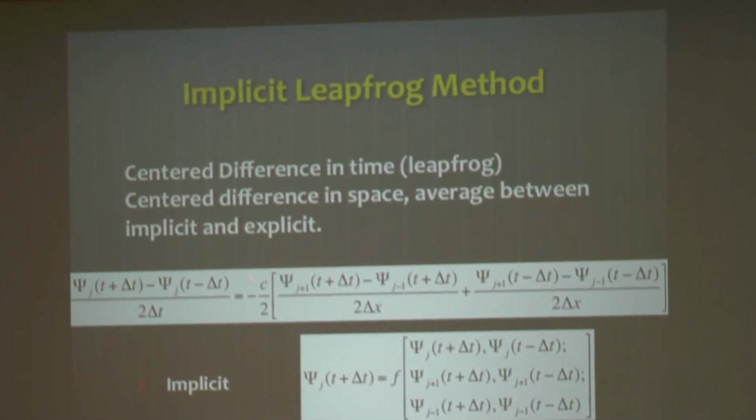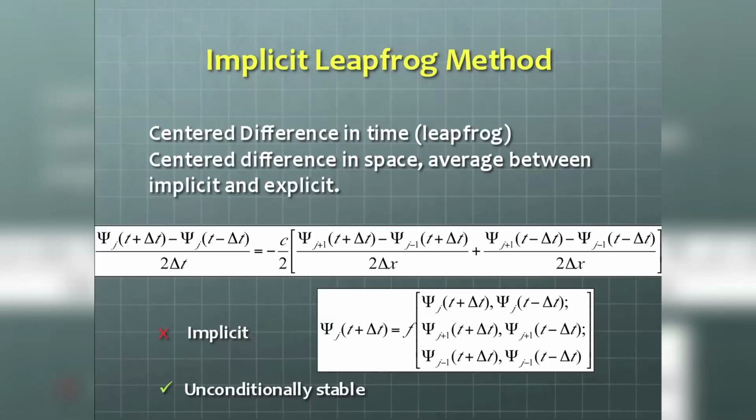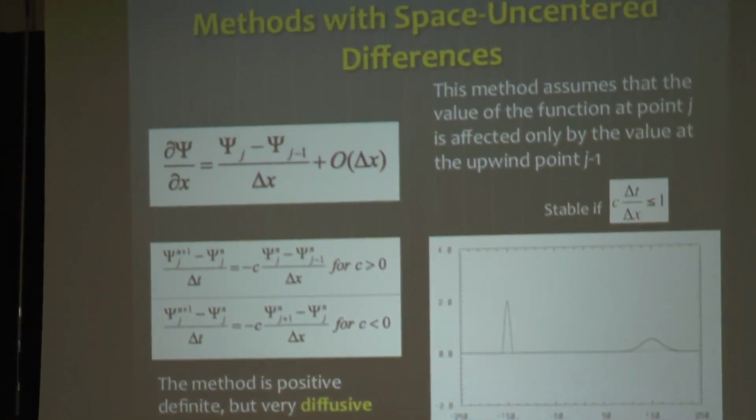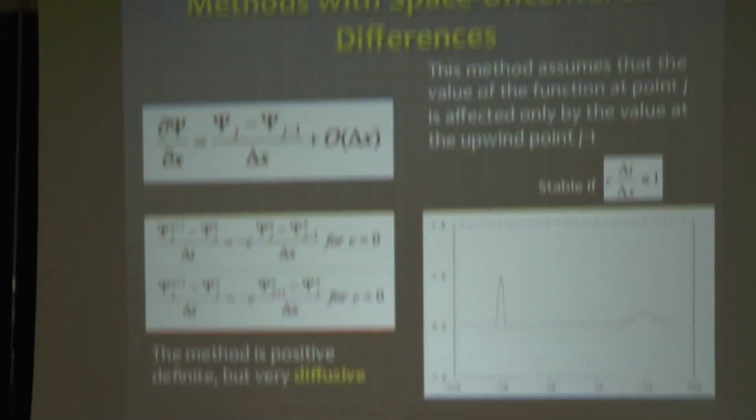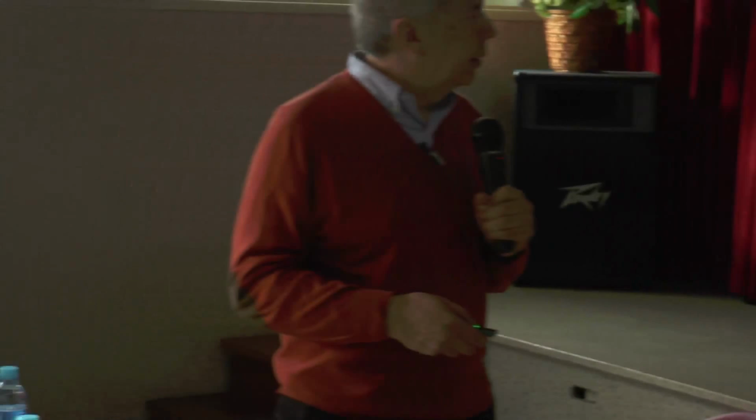So basically what you do is take the leapfrog here. You center the difference in time, and you take half of the value in space, implicit and explicit, and it's difficult to resolve, so we don't like that either. So centered methods, you will see, have other problems. I will come to those in a second.